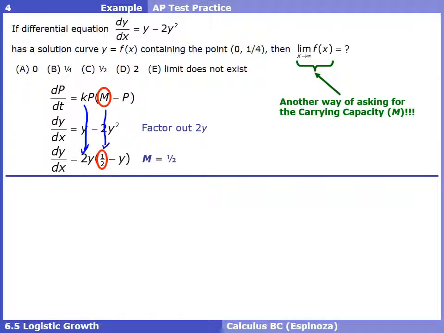And if m is equal to 1/2, that's our carrying capacity. And if our carrying capacity is 1/2, then we know that the limit as x approaches infinity of f of x is equal to 1/2, because again, that's our carrying capacity. Turns out also, just as a little bit of side information, that initial value they gave us, that point, was just some unnecessary information. Always a good thing to look out for from time to time, as some problems will give you extra info that you don't need.